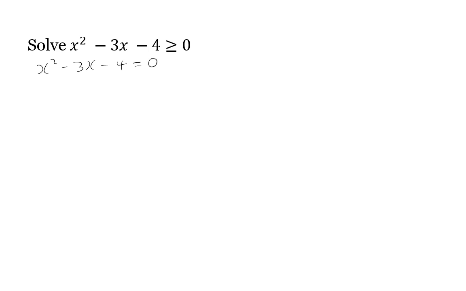So we solve this when we have equals to 0. To solve this quadratic equation, we can use the general formula, or we can use the factorization method. In this example, we'll use factorization. To use factorization, we want to find some numbers that if you multiply them, we'll get minus 4, and if you add them, we will get minus 3.